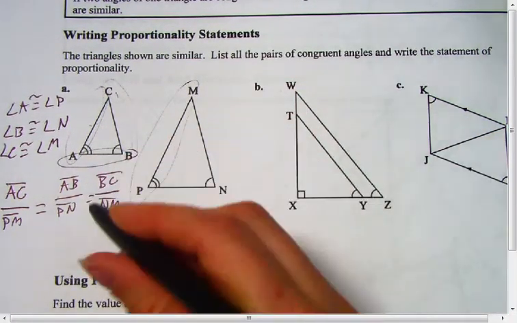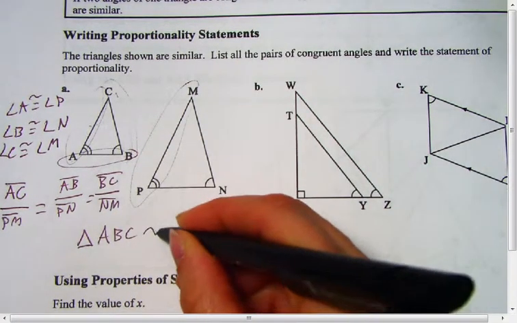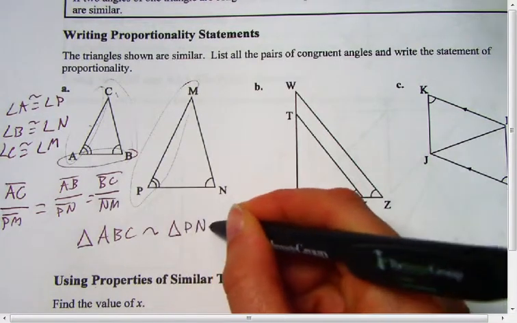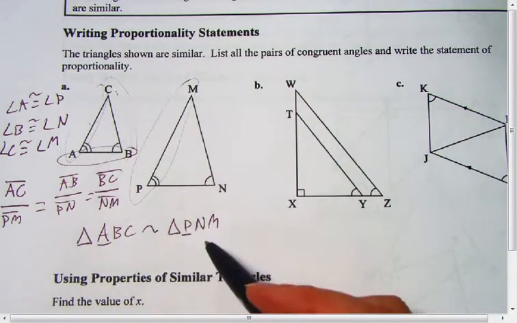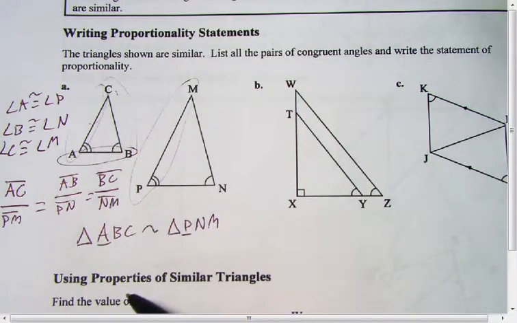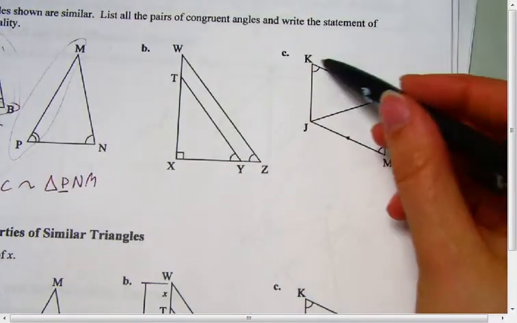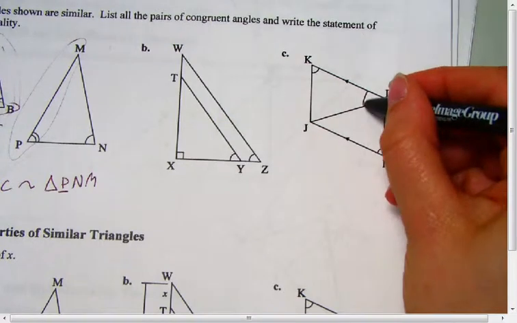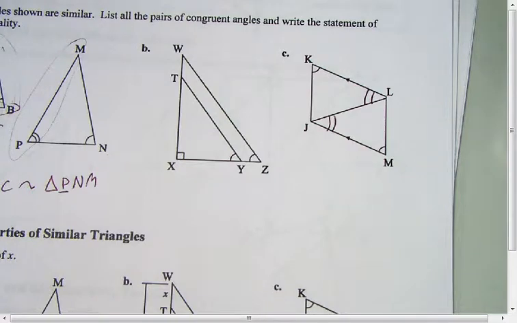And then we're going to state that the triangles are similar. So we say triangle ABC is similar to triangle PNM. Remember, these angles have to match each other. A has to be congruent to P, B is congruent to N, C is congruent to M. Okay, let's look at C, because it's a little bit more difficult. It says these two are parallel, so I know these angles are congruent by alternate interior angles. And so now I know that they are similar by angle, angle.